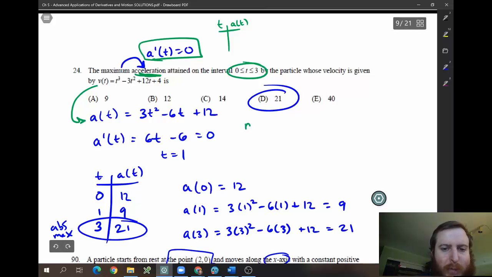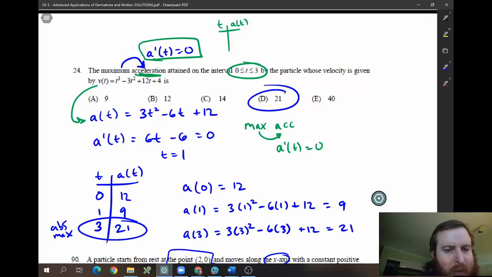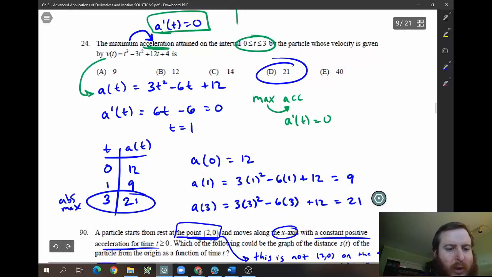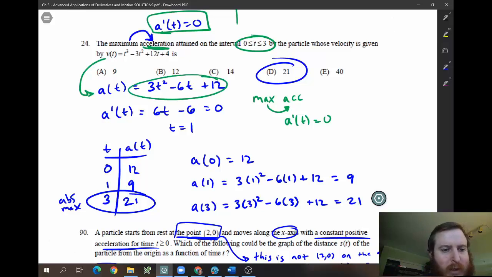But because we want the maximum acceleration, you always want to remember that when we see maximum, we take the derivative of whatever that is, and then set that to 0. So we need to take the derivative of a, a prime, 6t minus 6, set that to 0, we get t equals 1. So now we have options of 0, 1, and 3. And we'll plug each of those back into a of t, right? So 3t squared minus 6t plus 12, nice and easy.